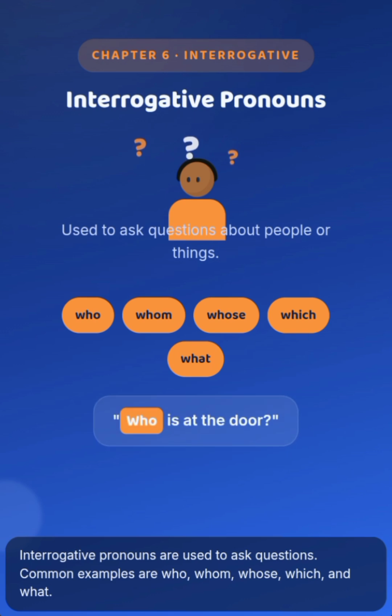Interrogative pronouns, used to ask questions about people or things. Who, whom, whose, which, and what. Example: who is at the door?